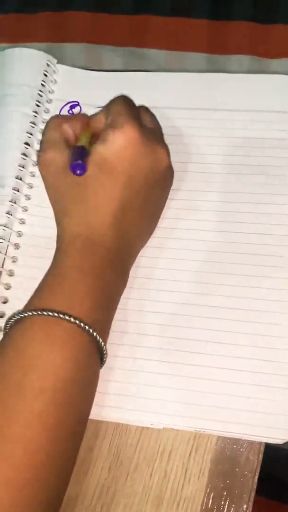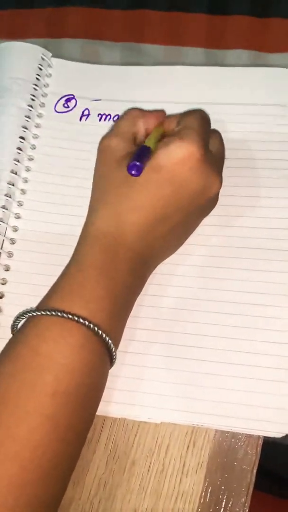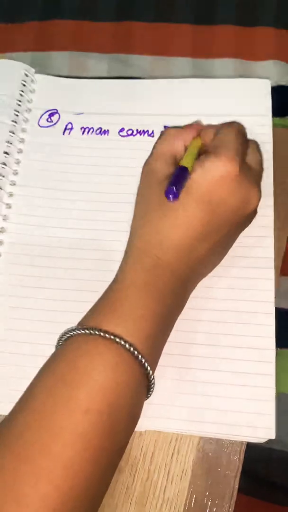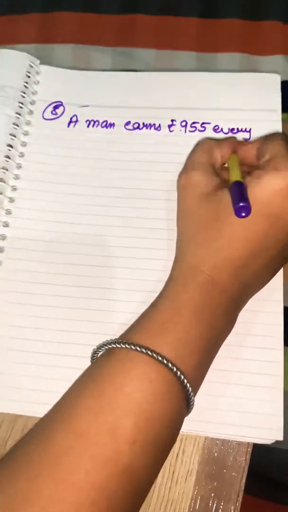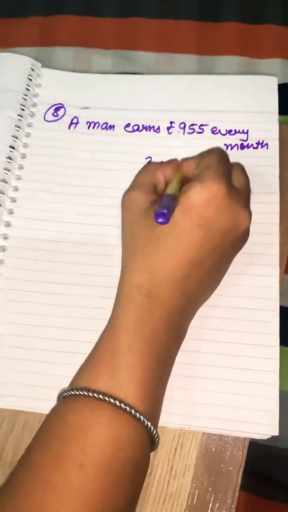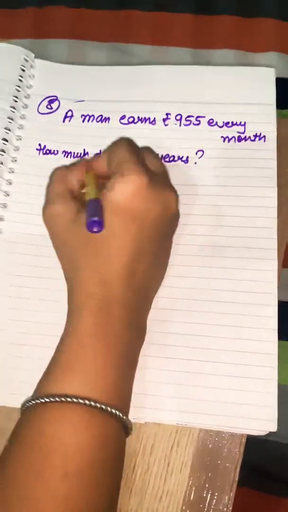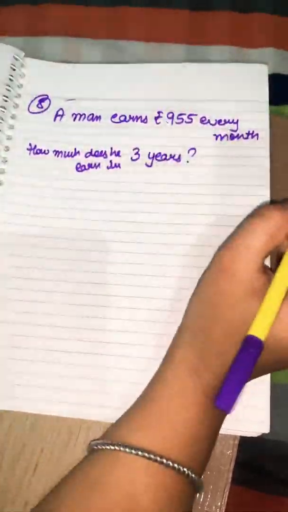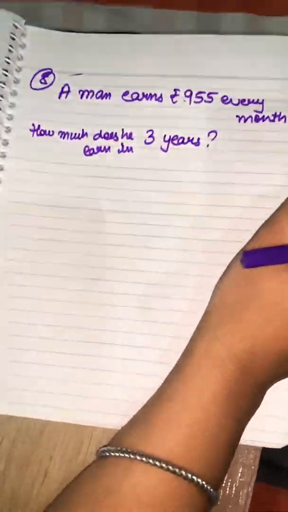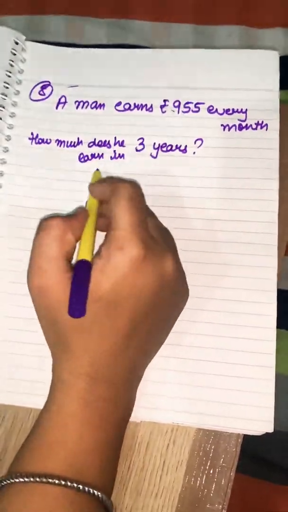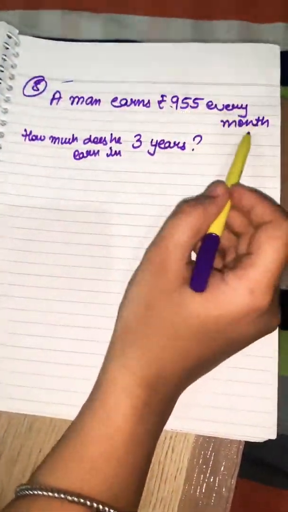Again the question number 8, in it we have that a man earns rupees 955 every month. This is about month. How much does he earn in 3 years? We have that a man earns 955 every month. वो मंथली 955 रुपीज अर्न कर रहा है। हमें फाइंड आउट करना है हाउ मच डज ही अर्न इन 3 years. द स्टेटमेंट इज इन मंथ, सो फर्स्टली वी कन्वर्ट दिस 955 into year.